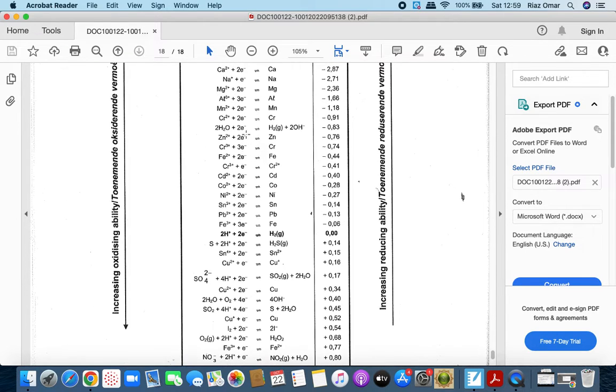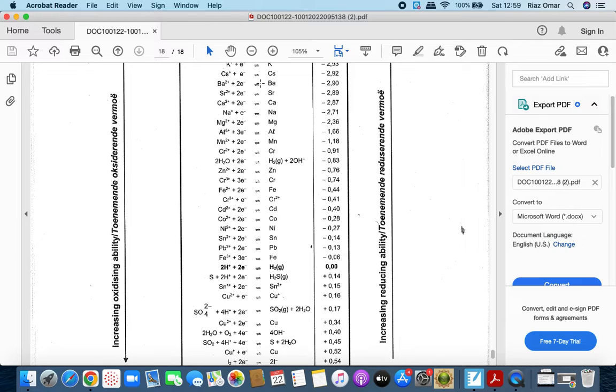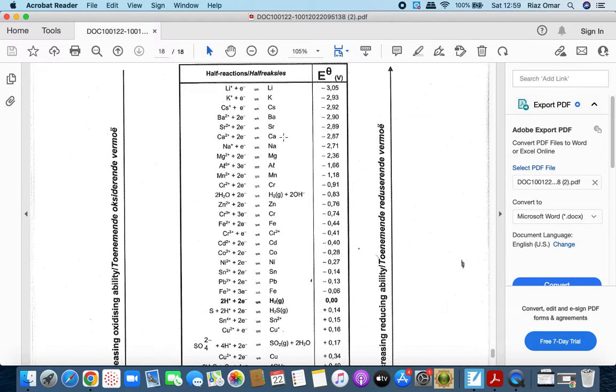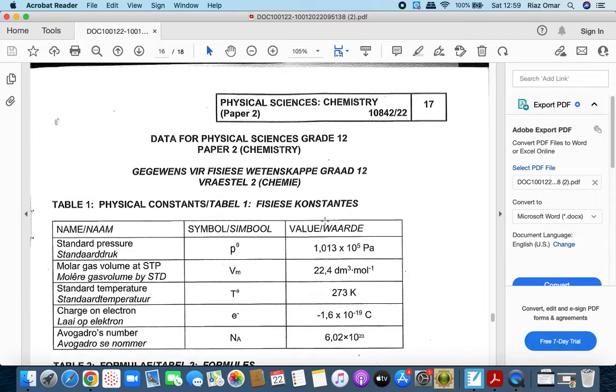Let's see if we can find barium. Where's barium? Oh, yes, barium is here on the top. So barium is on the top and copper is at the bottom. So instead of zinc, the zinc has been replaced by barium. Barium will take the place of zinc. Whatever we learned about zinc, now it will be barium that takes its place, right? In increasing reducing ability, the barium will be higher.